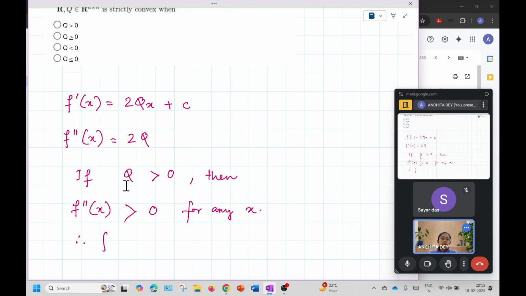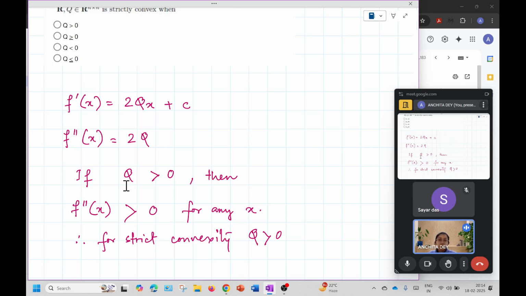What happens if Q is greater than or equal to 0? Then we get a simply convex function. If Q is less than 0, that means if Q is negative definite, then we will end up with a strictly concave function. If it's negative semi-definite, that means Q is less than or equal to 0, we just get a simple concave function, okay?